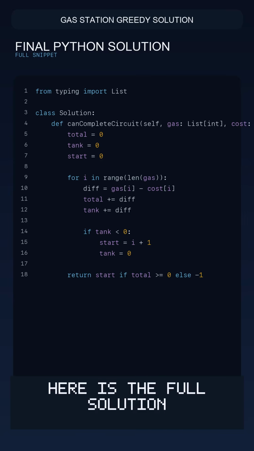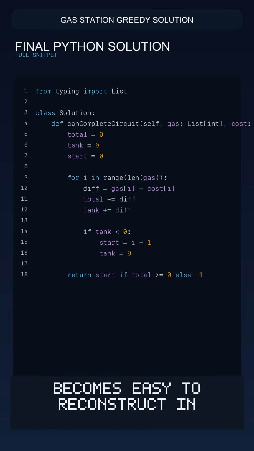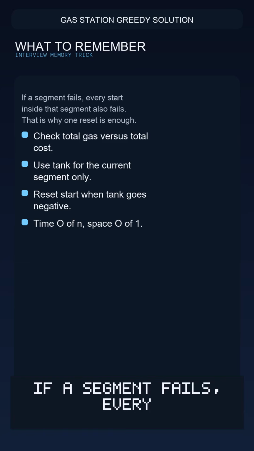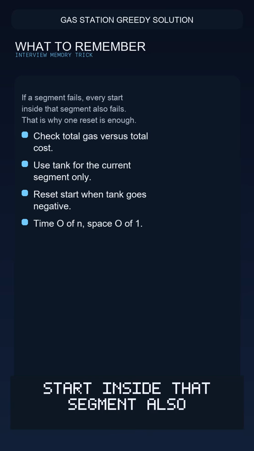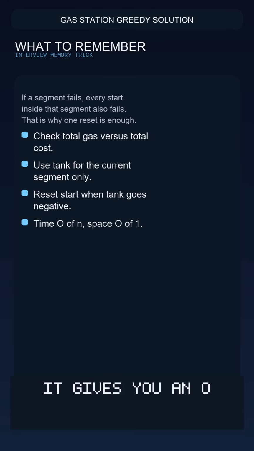Here is the full solution in one place. If you remember the global check and the reset rule, this code becomes easy to reconstruct in an interview. The memory trick is simple. If the segment fails, every start inside that segment also fails. That is exactly why the greedy reset works, and it gives you an O of n time, O of 1 space solution.